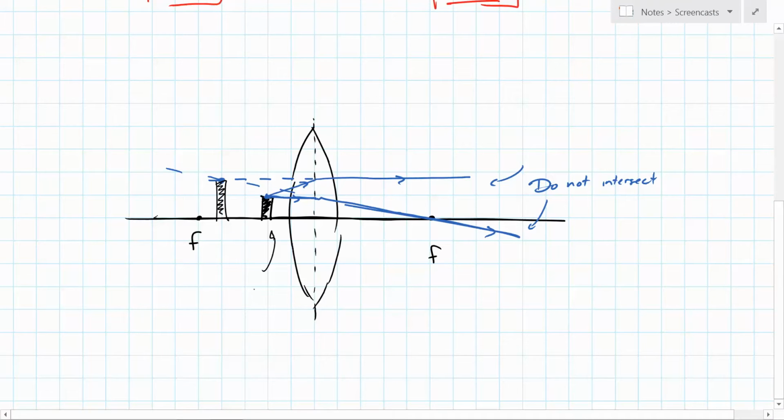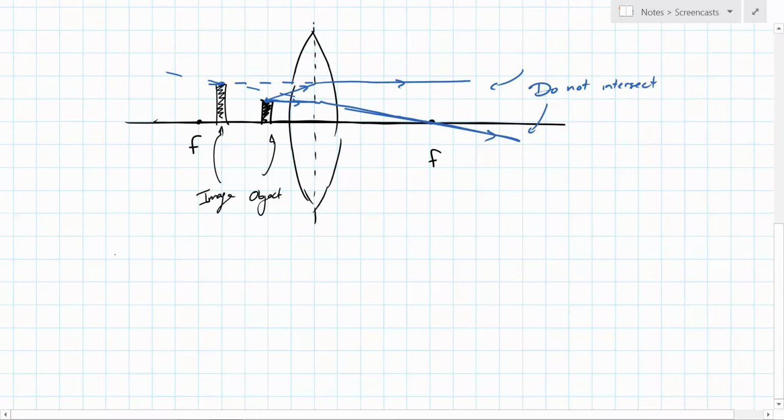So, object, image. And we can check this. We said that F was 5 boxes. We said that DO was 2 boxes. And it looks like DI should be 4 boxes, right? 1, 2, 3, 4.